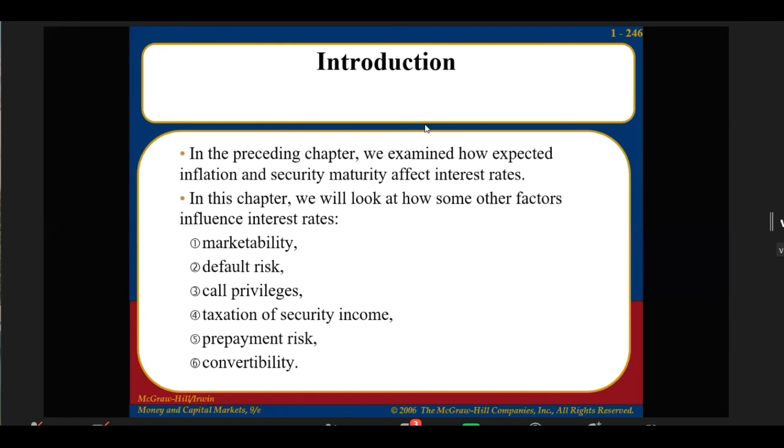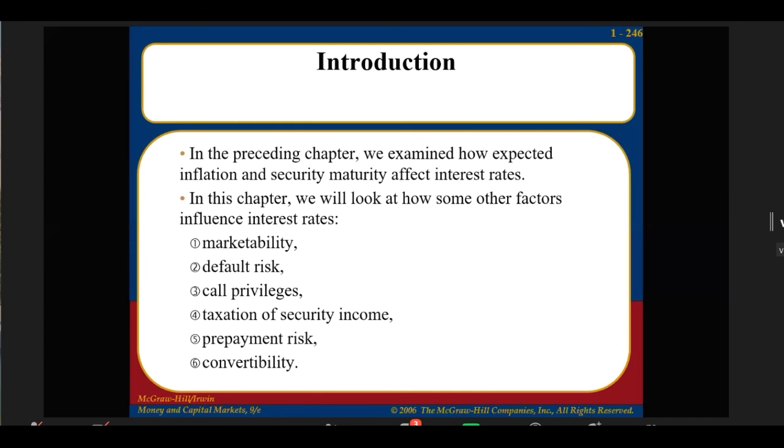Okay, so Vicky, real estate, choose two of the factors that influence interest rates. 1 and 2, which one do you want? Marketability and default rates. You want marketability and default rates. So put it in the chat. Now we are left with 4.